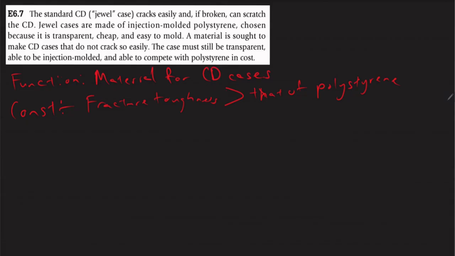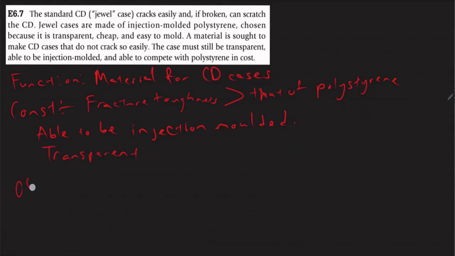Then the next one says it has to be molded. So they use injection molding to make it before. So it has to be able to be injection molded. So that's another one. The last one is it has to be what? Transparent. A material sought for this must not crack easily. The case must also be what? Transparent. That's one of the requirements. So transparent is one of the constraints.